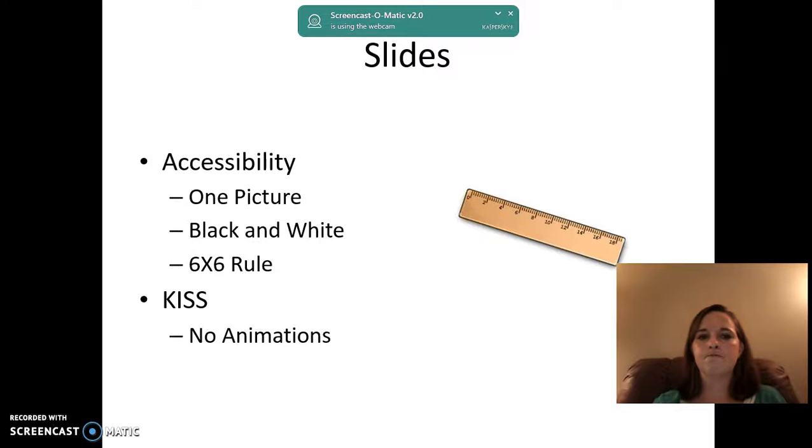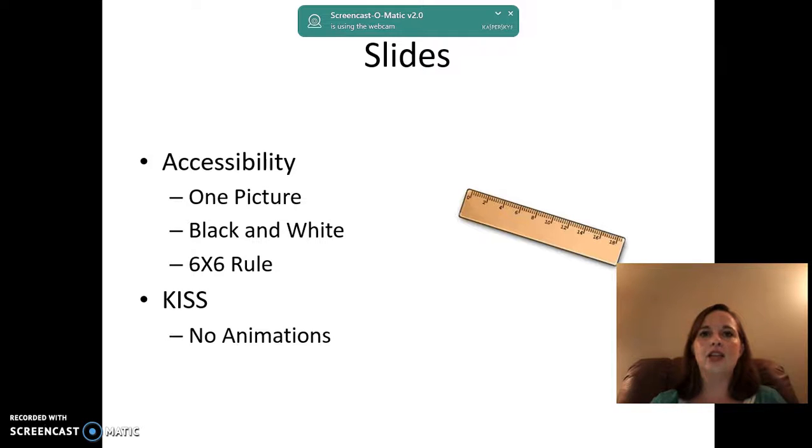The next thing that you want to keep in mind is the amount of text that you have on your slide. So you should follow the 6x6 rule. You should have no more than 6 lines of text and no more than 6 words per line on the text. If you have questions about what that is, feel free to ask.